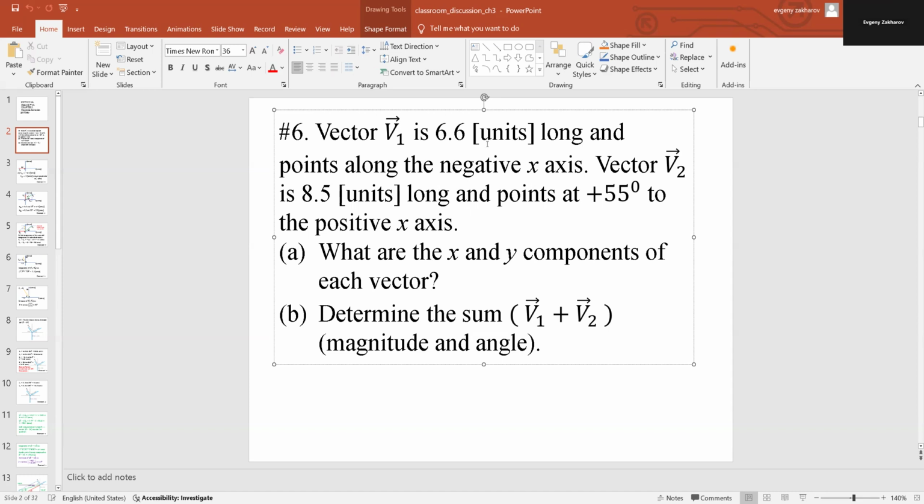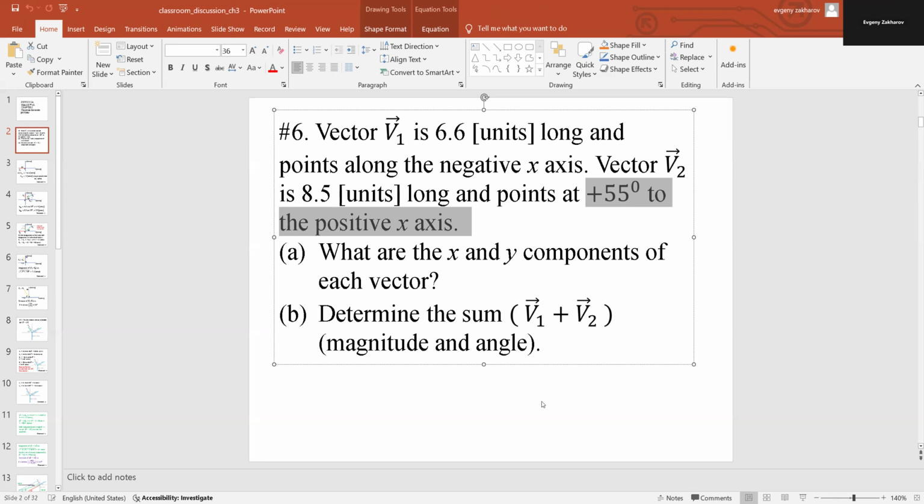You still have to keep track of units. Sometimes it's going to be milli, micro, centi. So you have to convert to System International first before doing any calculations. And direction is also given. For v sub 1, it is along the negative x-axis. For v sub 2, it is 55 degrees with respect to the positive x-axis. So direction and magnitude are given. You have to do the components for each vector and then add them up as vectors.